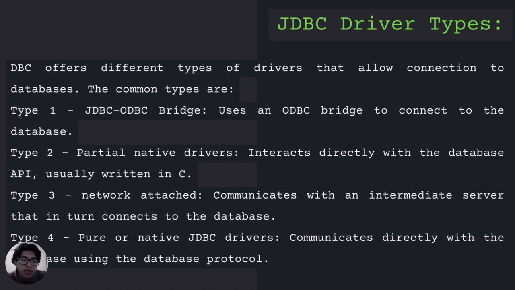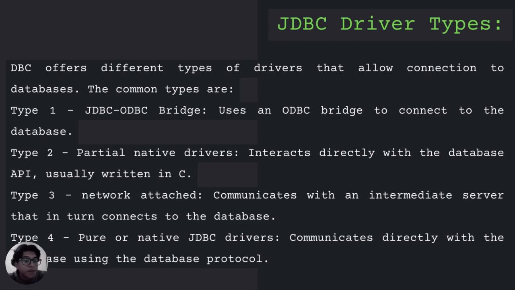JDBC driver types. JDBC offers different types of drivers that allow connections to databases. The common types are: Type 1, the JDBC-ODBC bridge, which uses an ODBC bridge to connect to the database. Type 2, partial native drivers, which interact directly with the database API, usually written in C.